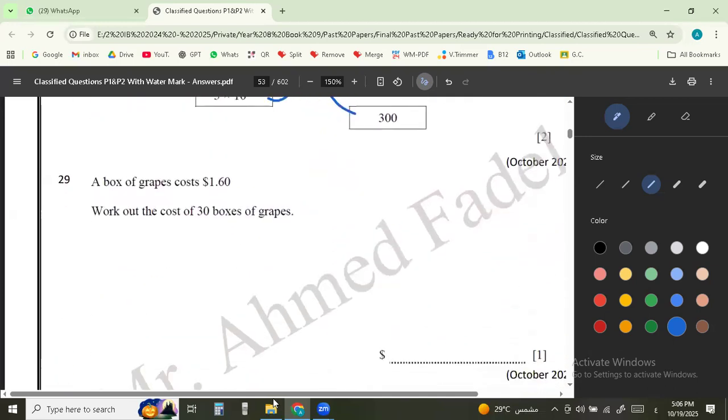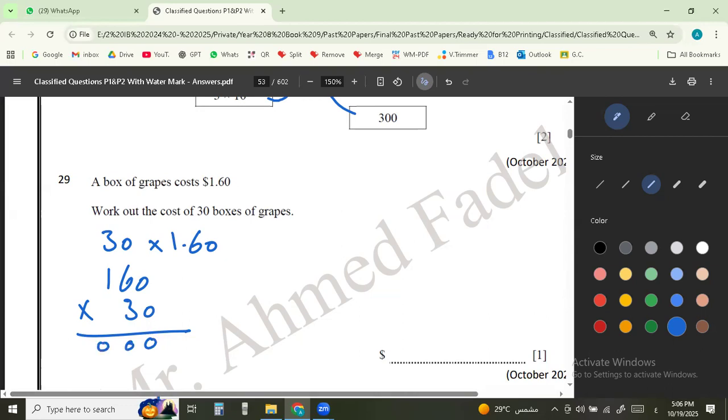A box of grapes costs $1.60. Work out the cost of 30 boxes of grapes. So I get 30 multiplied by 1.60. How can I do this, Sir? Ignore the decimal points. I got 160 multiplied by 30. Then I put the decimal point at the end. How can we do this? The zeros, you can put them at the very end or you can multiply them. Some of you prefer to multiply the zero to avoid confusion. It looks weird, but fine, no problem at all.